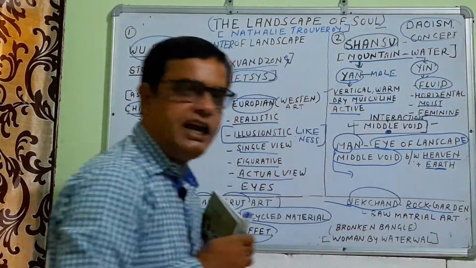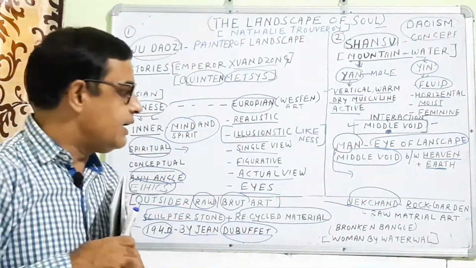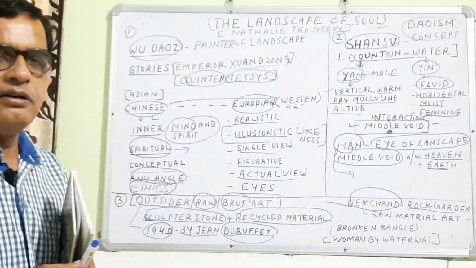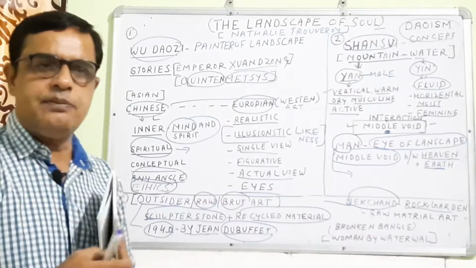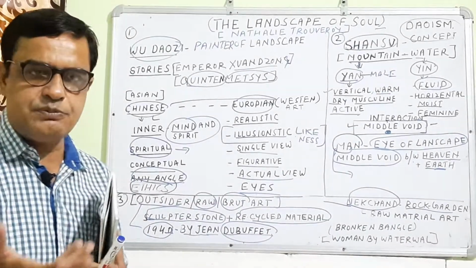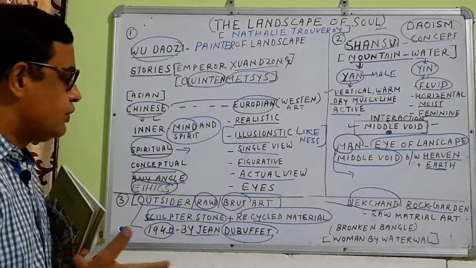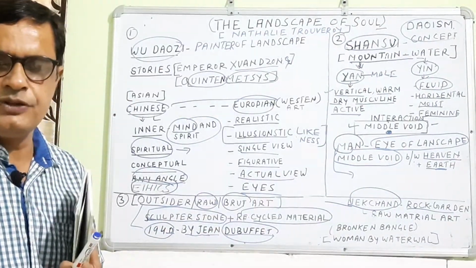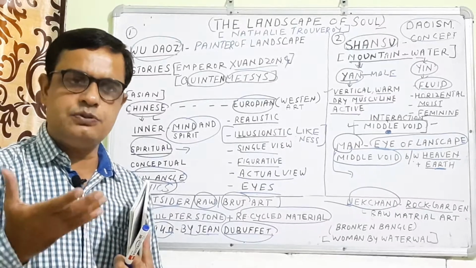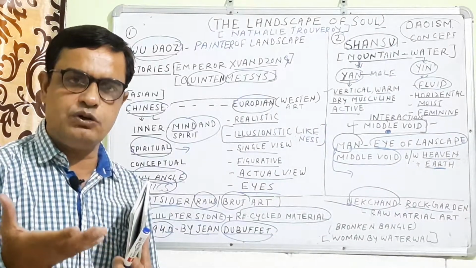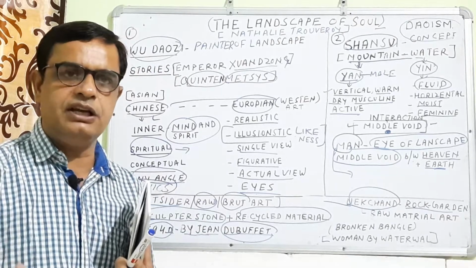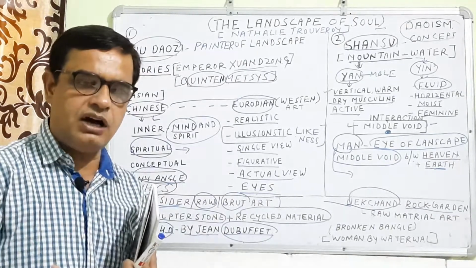The Rock Garden has been made by Nek Chand Jain on the basis of recycled material, broken bangles and broken materials and sculptured stones. So this was very much popularized. Nek Chand Jain became very famous after creating the paradise of the Rock Garden. Thousands of people come to visit every year to watch the Rock Garden.